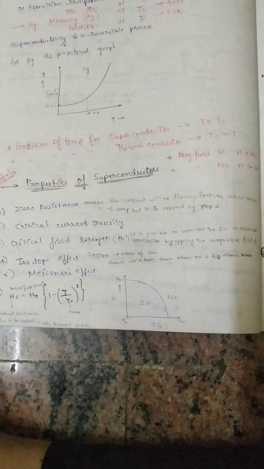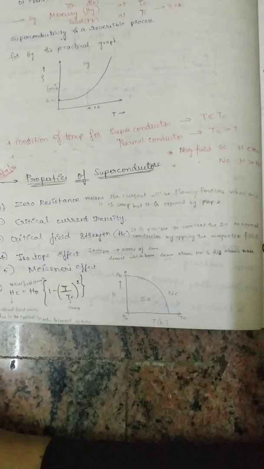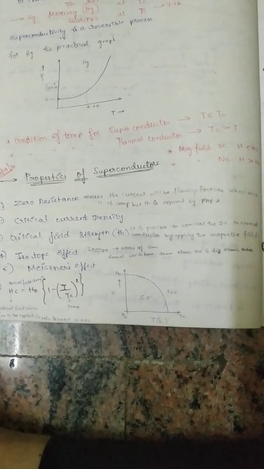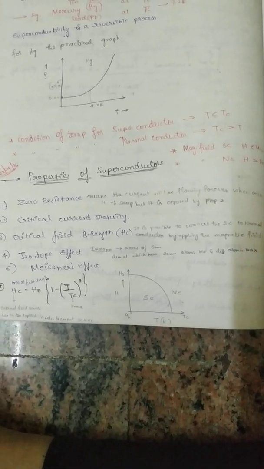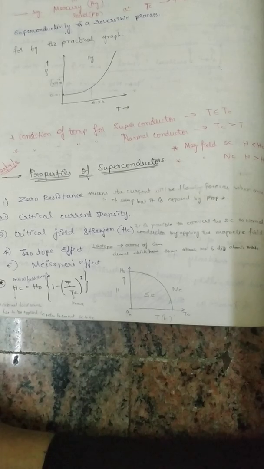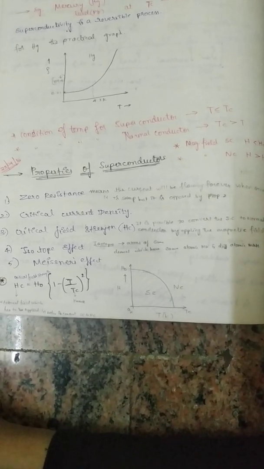It is possible to convert a superconductor to a normal conductor by applying a magnetic field. Next, the isotope effect. What is an isotope? The atoms are the same element, having the same atomic number and different atomic mass, and these are called isotopes. And the Meissner's effect, as we have already discussed in the previous video.